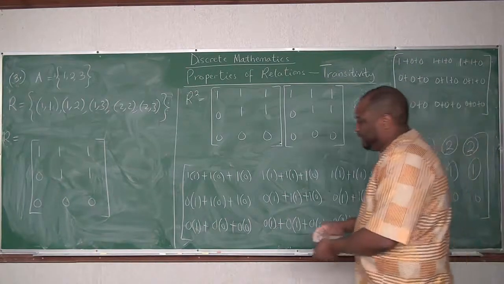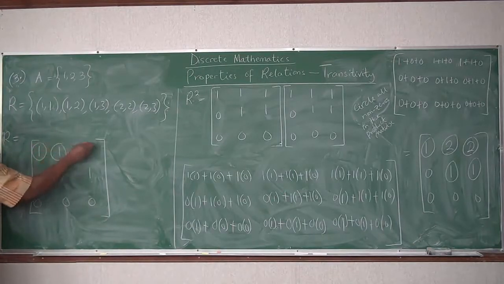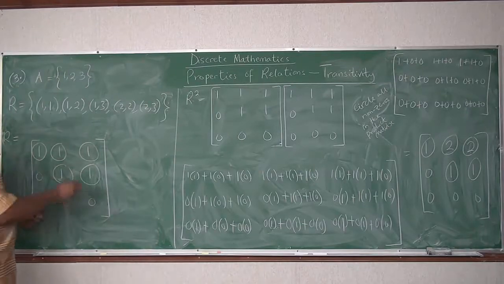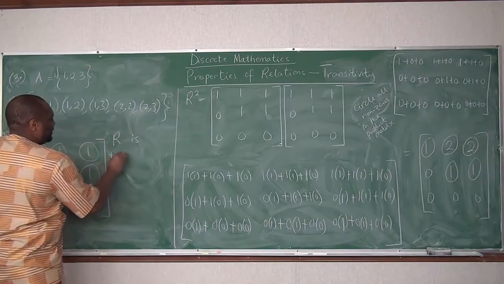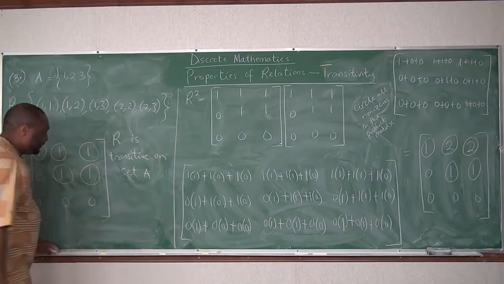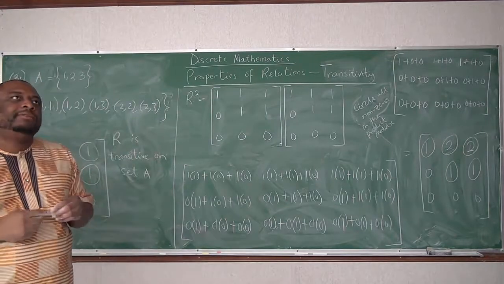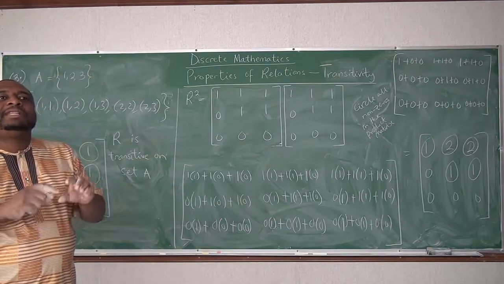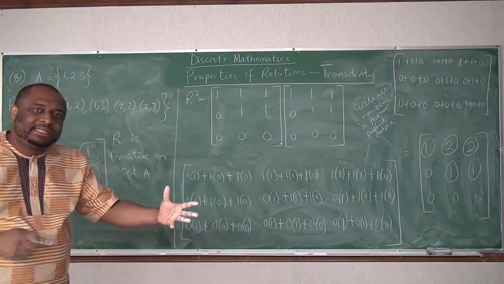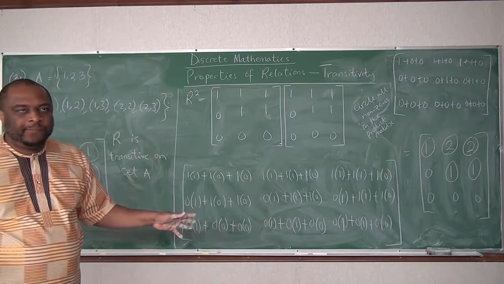And then when we circle the non-zeros here, we now see that yes, the relation is transitive on set A. That's it. So if there's no case, it is transitive. If there are all the cases, it is transitive. If there are some cases and some that are not, it is not transitive. You just know that.